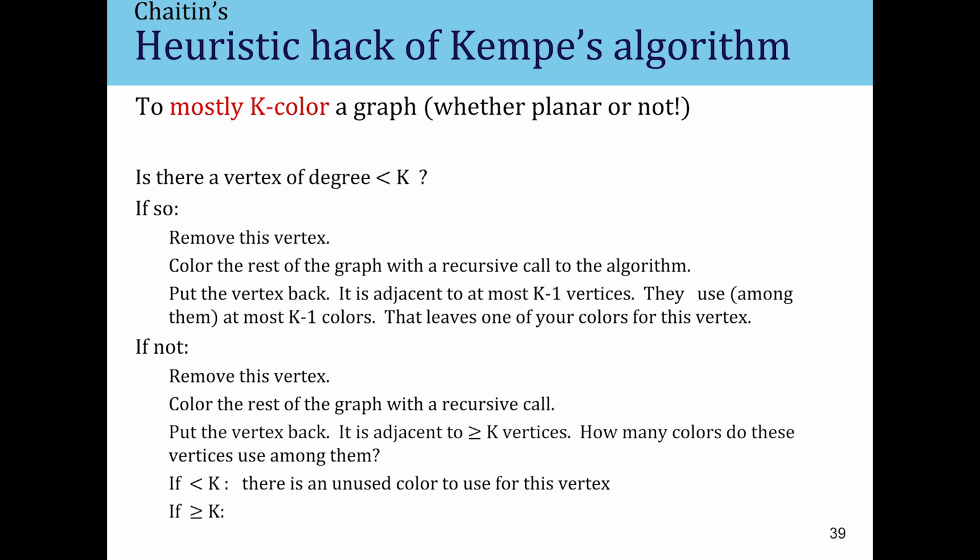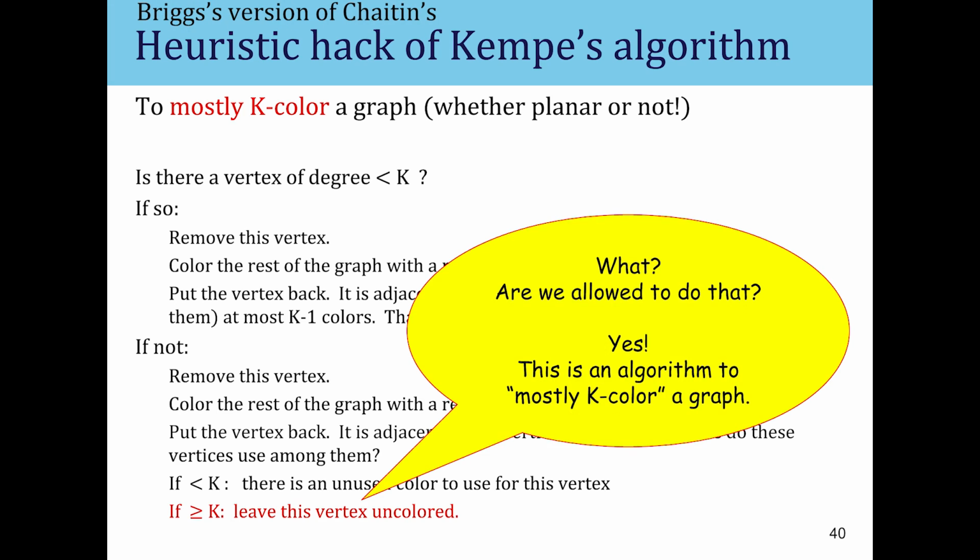If there is no node of low degree, pick some vertex, remove it. That lowers the degree of several other nodes. Color the rest of the graph as best you can, and now you put it back. When you put it back, it's going to be adjacent to greater than or equal to k vertices. So if those vertices happen to have among them less than k colors, you'll be able to find a color for it. And if not, leave it uncolored.